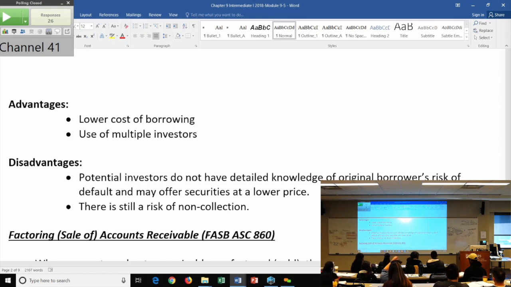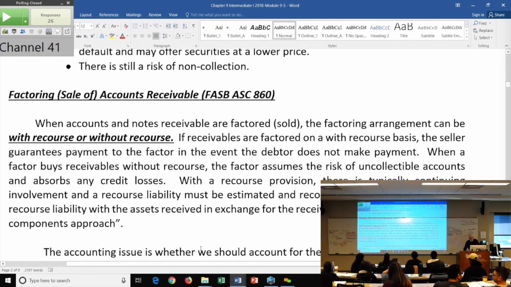All right, so let's do that now. Let's look at factoring. Factoring is where you sell the receivables directly to another individual or company, and this individual or company is known as a factor. A factor is a person that buys the receivables.